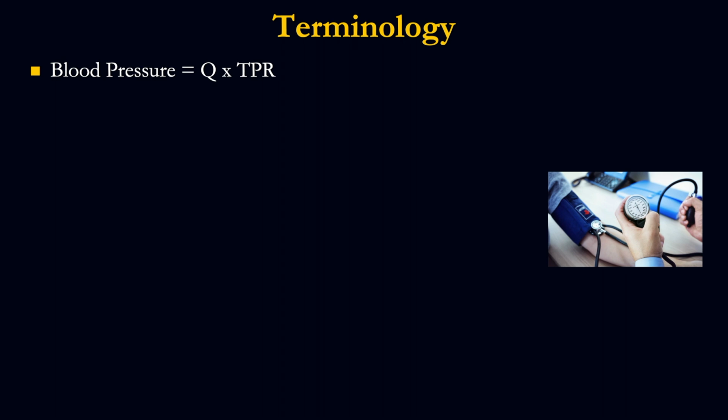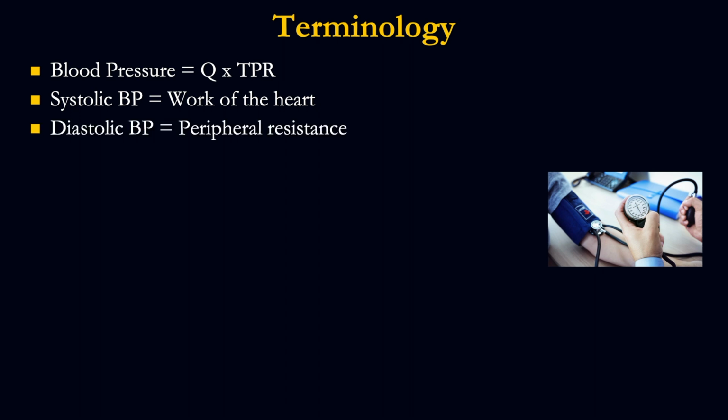Blood pressure is cardiac output, or Q, times TPR, or total peripheral resistance. Systolic blood pressure refers to the pressures that are generated from the work of the heart ejecting blood out of the heart. Diastolic blood pressure refers to the pressure that is in systemic circulation when the heart is relaxing or filling with blood. We also refer to this as total peripheral resistance. So when you measure diastolic blood pressure, it's an indirect measure of TPR.